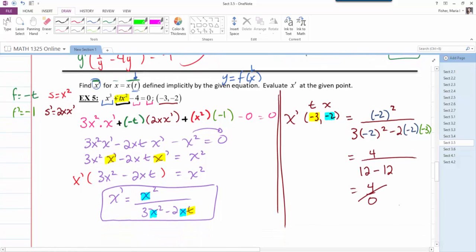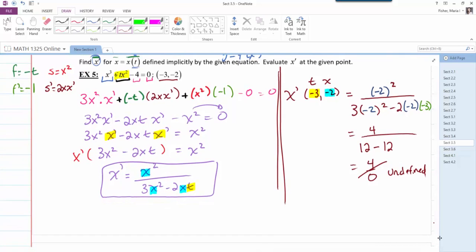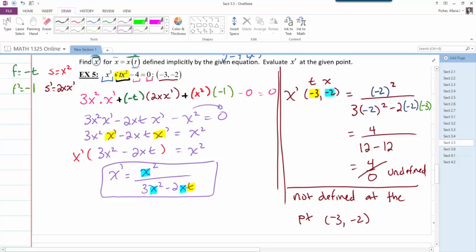But that doesn't make sense because that's undefined. So what we would say is that we are not defined at the point -3, -2. We can't evaluate x prime at that given point.